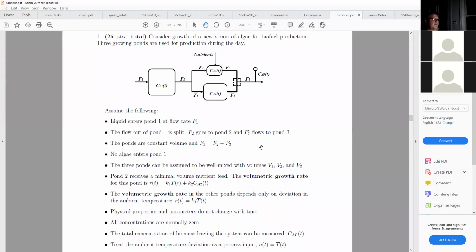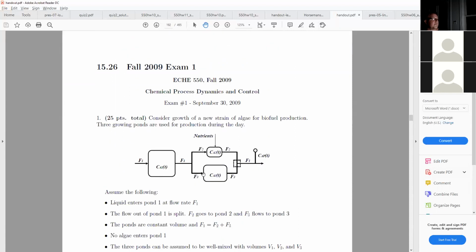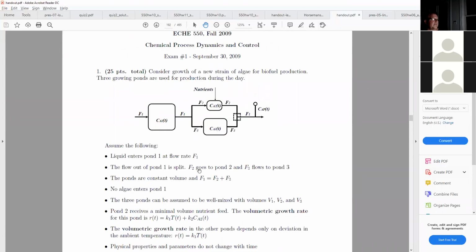Did we do this one? I think we did this one. This is a homework, right? Yeah, it's a homework problem. So we have linear reaction rates. So 3 balances and a mixing point balance.